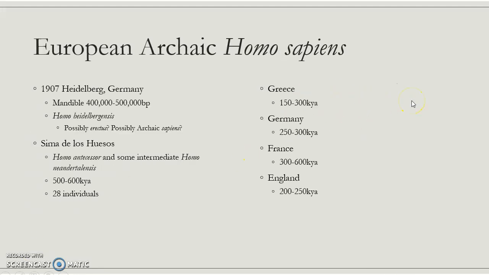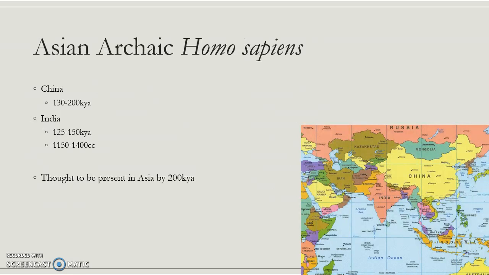In Europe, in a similar time period, we have in Heidelberg, Germany, Archaic Homo sapiens. Greece, a little bit later than that. So I only show you this just so you see that we have a number of fossils for Archaic Homo sapiens, and that they're found in roughly similar time periods, but these are all before modern humans. We see fossils in Asia and India, around 200,000 years ago.